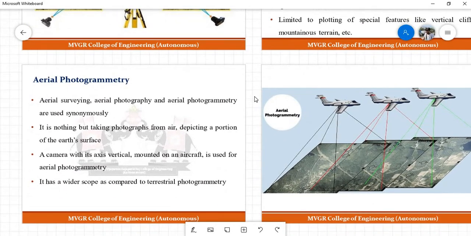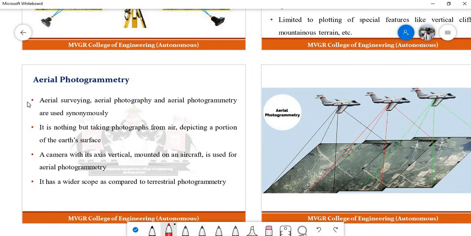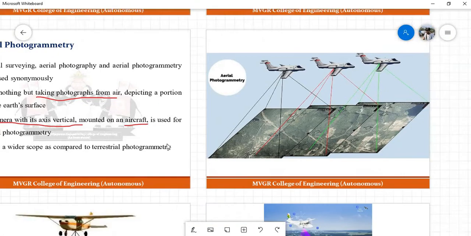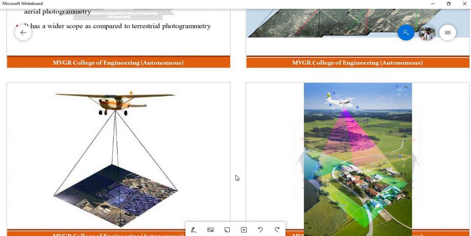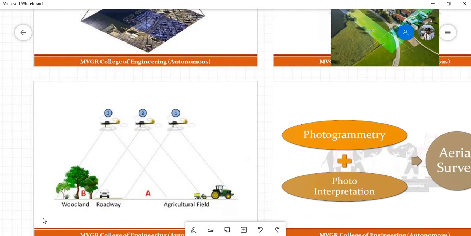Now what is aerial photogrammetry? Again, aerial surveying, don't confuse with the words, these are similar. Aerial surveying, aerial photography, aerial photogrammetry are all the same. It is nothing but taking photographs from air. This is very important. And as I said, the camera axes are always vertical, mounted on an aircraft or satellite. The wider scope is satellites. If you see the images of aerial photogrammetry, we will take photographs like this.